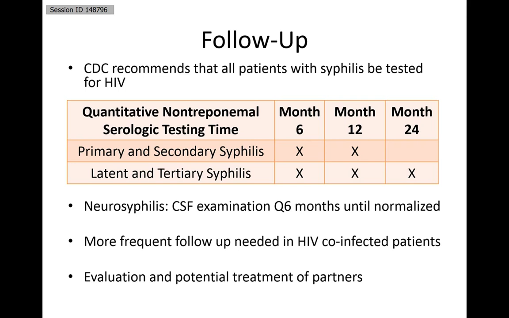For patients who are co-infected with HIV, the CDC recommends more frequent follow-up, every 3 or every 6 months compared to the other patients, because they're at high risk for infection with other STIs. We should also be evaluating patients' partners for potential treatment if they're at risk for infection.